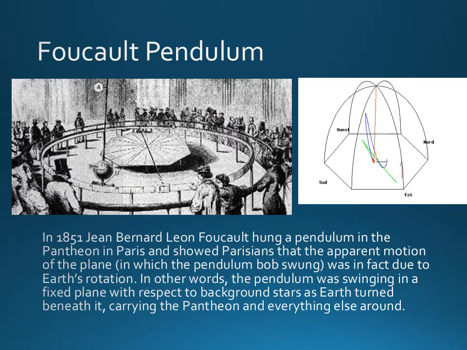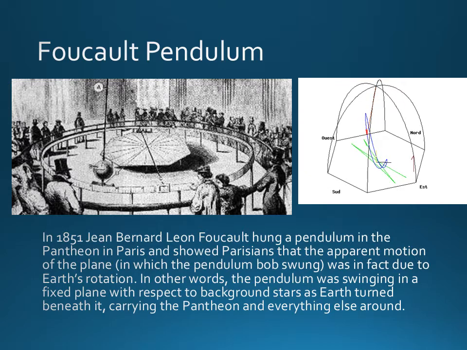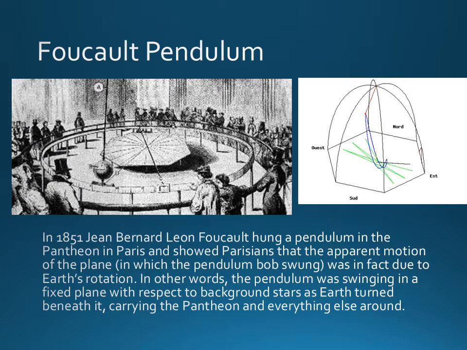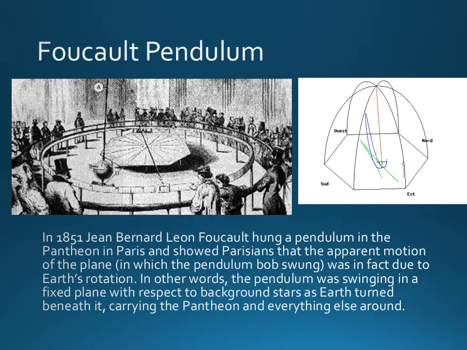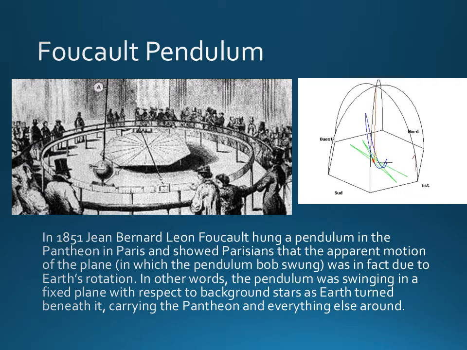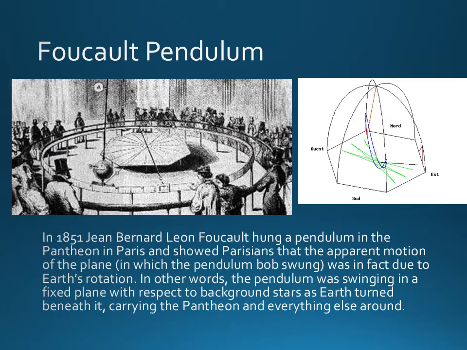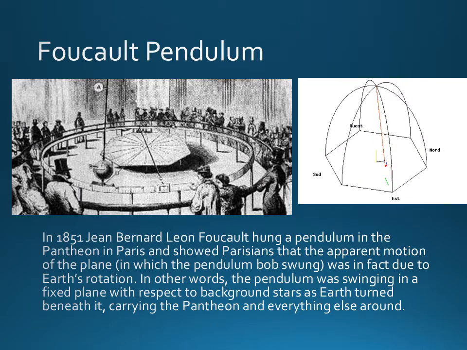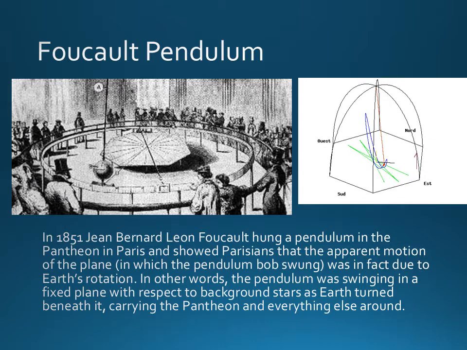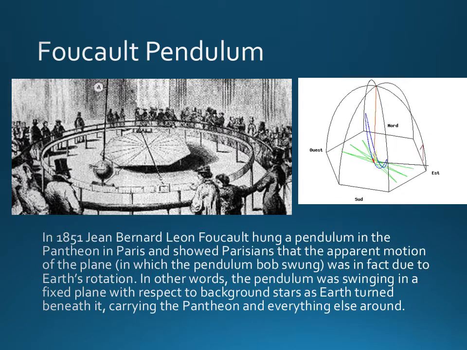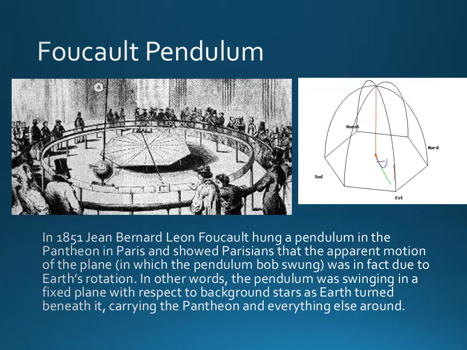In 1851, Jean-Bernard Léon Foucault hung a pendulum in the Pantheon in Paris and showed Parisians that the apparent motion of the plane in which the pendulum bob swung was in fact due to Earth's rotation. In other words, the pendulum was swinging in a fixed plane with respect to background stars as the Earth turned beneath it, carrying the Pantheon and everything else around.